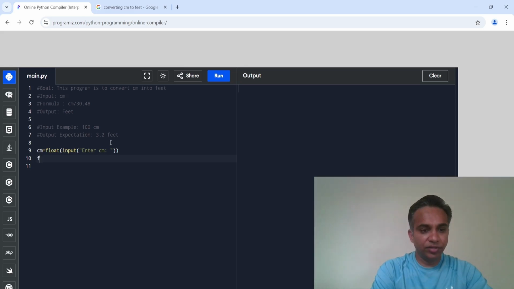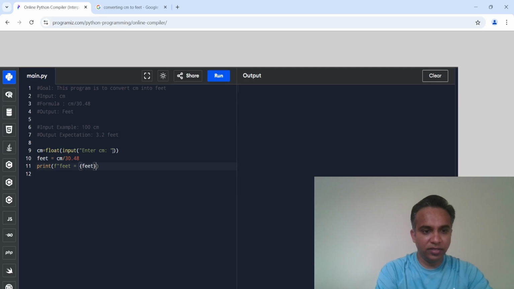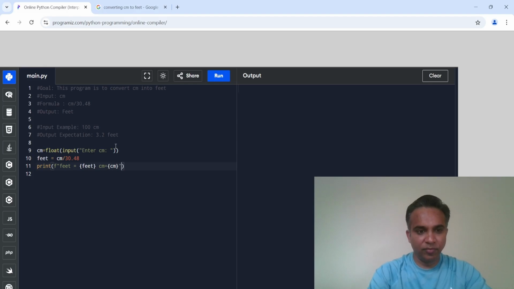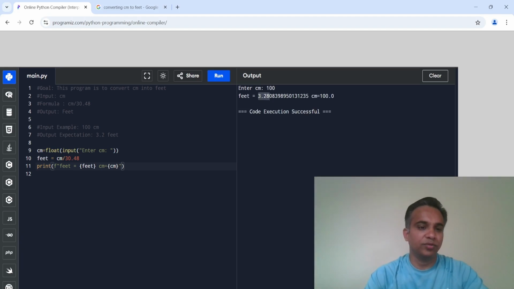What is going to be the conversion? Feet equal to cm divided by 30.48. And now we are going to print feet equal to feet, centimeter equal to centimeter. Remove the quotes, we run, say 100, and there we go, it is 3.28.